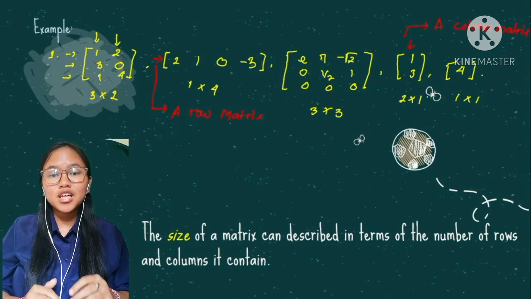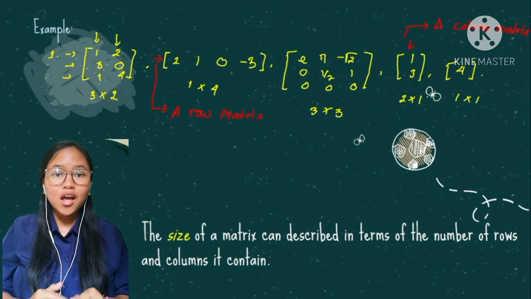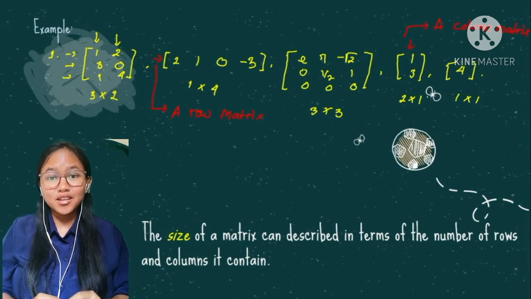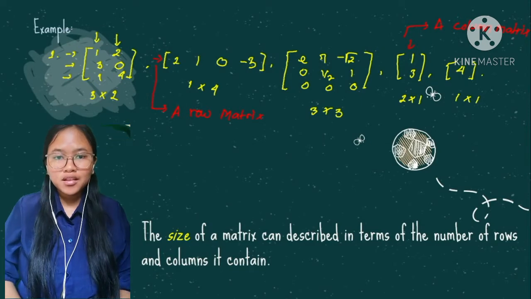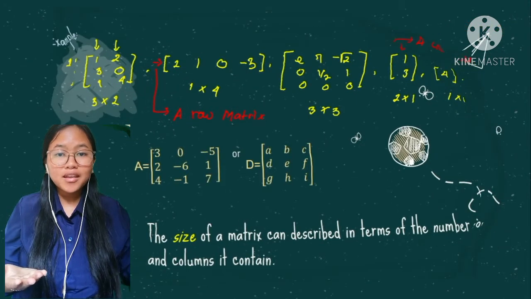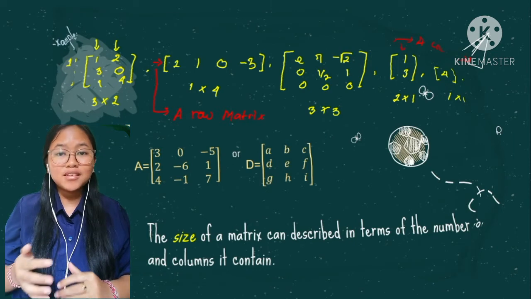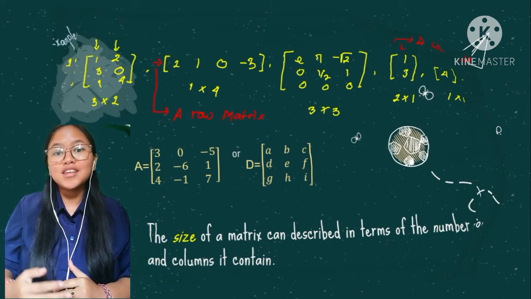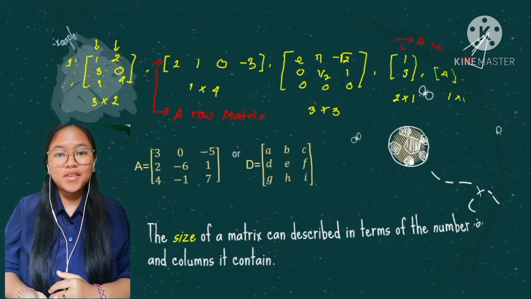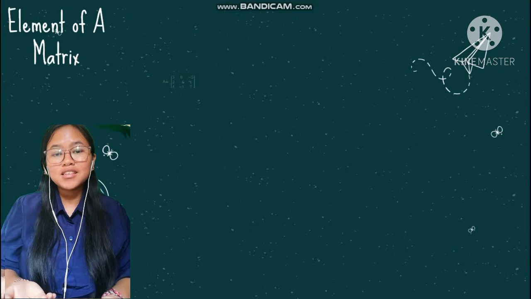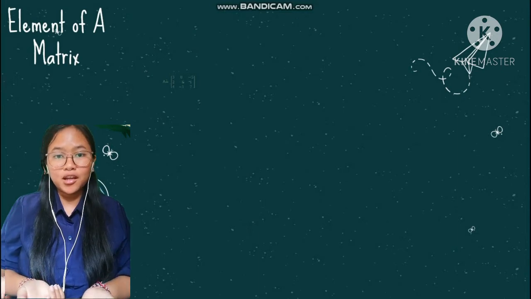We will use capital letters to denote matrices and lowercase letters to denote numerical quantities. So we might write matrices A or C, as you can see on the screen. Now, next is the element of a matrix.